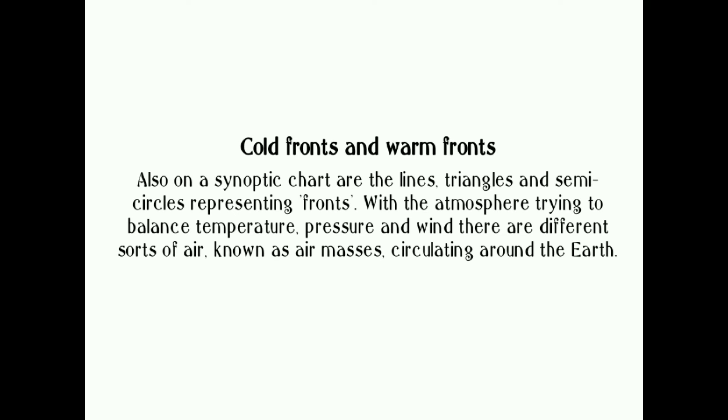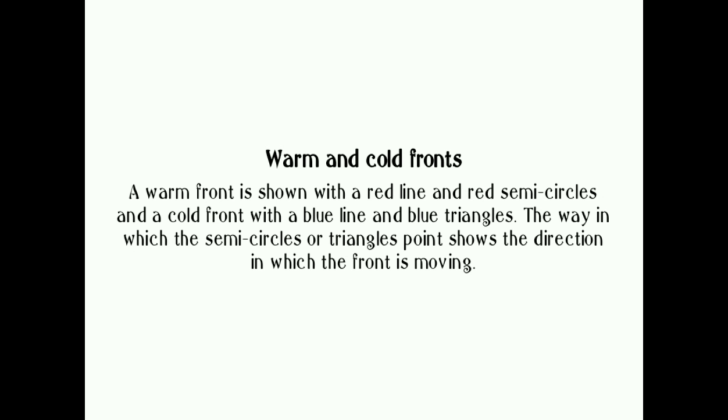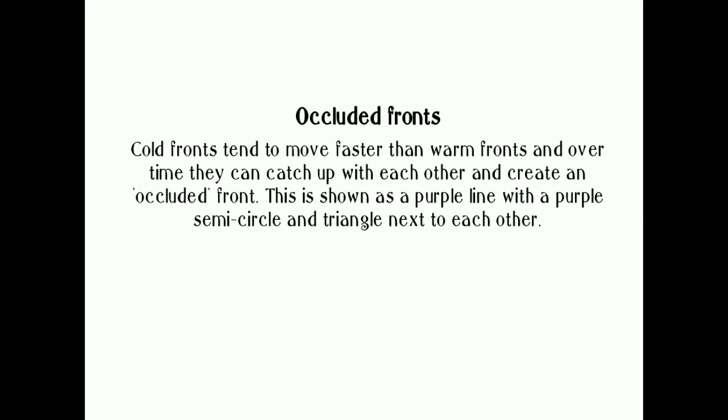Also, on a synoptic chart are the lines, triangles, and semicircles representing fronts. With the atmosphere trying to balance temperature, pressure, and wind, there are different sources of air, known as air masses, circulating around the Earth. The next is the warm and cold fronts. A warm front is shown with a red line and red semicircles, and a cold front with a blue line and blue triangles. The way in which the semicircles or triangles point shows the direction in which the front is moving. Next is occluded fronts.